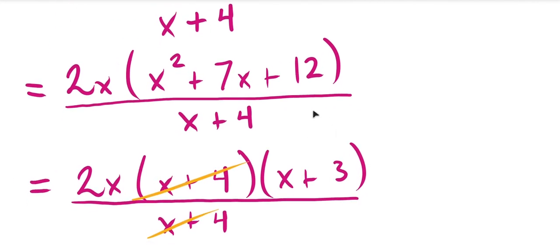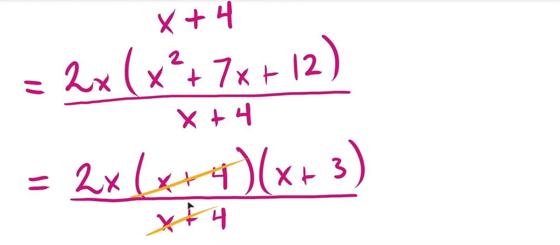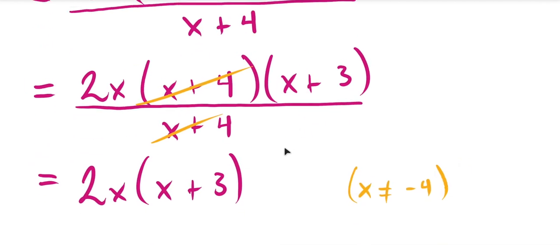We set up the parentheses, and we notice that 12 has factors 4 and 3, which sum to be 7. Now that does cancel with our x plus 4 on the bottom, and we're left with just 2x times x plus 3. Keeping in mind, of course, that x could not have been minus 4, because that would have been the x which makes this denominator equal to 0.